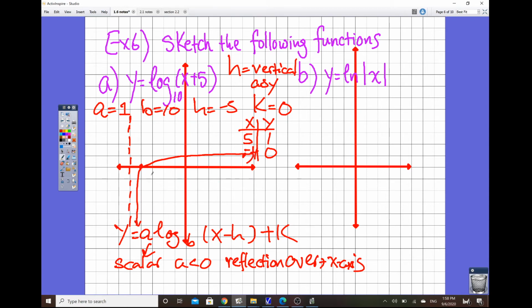And you might be wondering about the domain for this one. So the domain for this one is from negative 5 all the way to infinity. And then the range for this is from negative infinity to infinity.